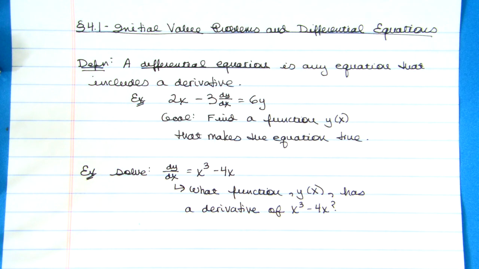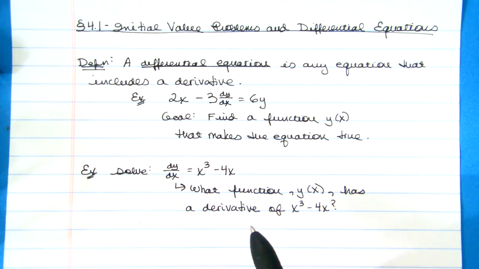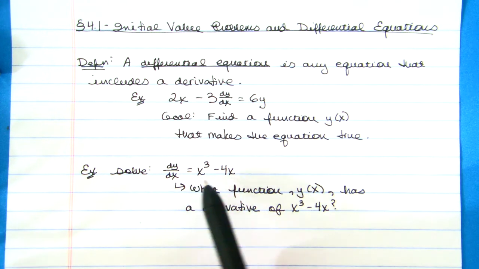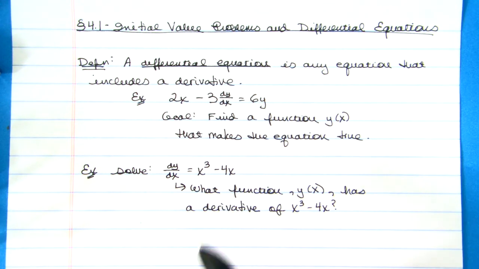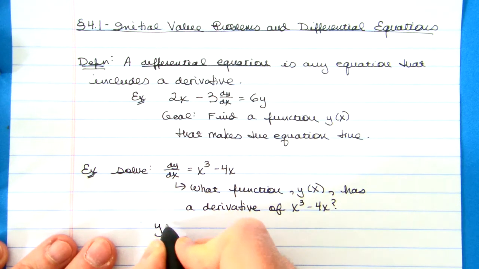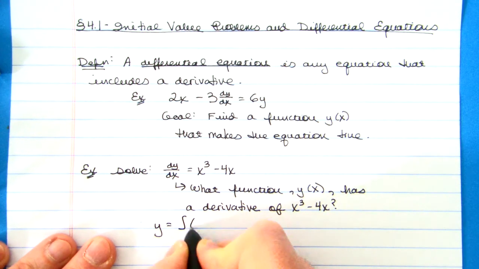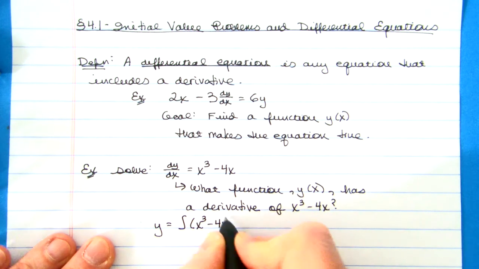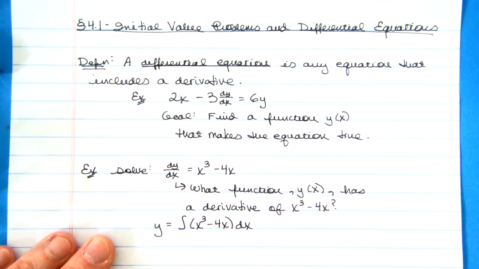I'm hoping that you're thinking that this question sounds like what we did in the last video. I'm giving you the derivative. I want to know the original function that it came from. That sounds like all I need to do is find an antiderivative. My function, y of x, is just going to equal whatever the antiderivative of x cubed minus 4x dx is. Well, that's nothing new. That's what we did in the last video.